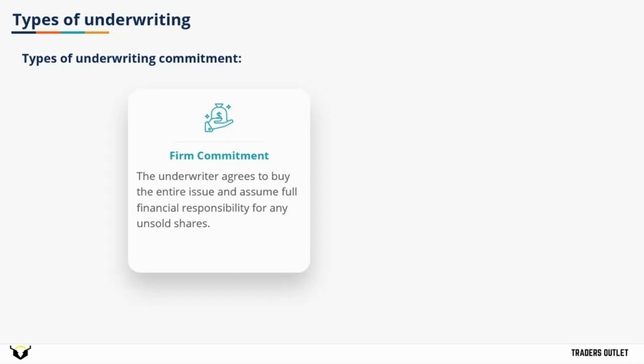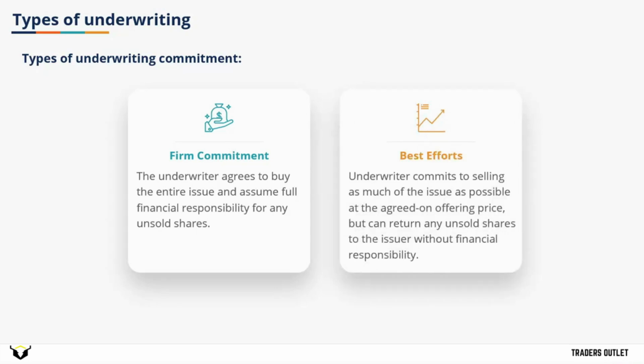Since most banks don't want to take that level of risk, they typically do what's called a best efforts type of underwriting, where they agree to sell and put as much effort as possible into actually selling the entire deal, but are not responsible at the end of the day for any unsold shares. The best efforts type of commitment is becoming increasingly more common.